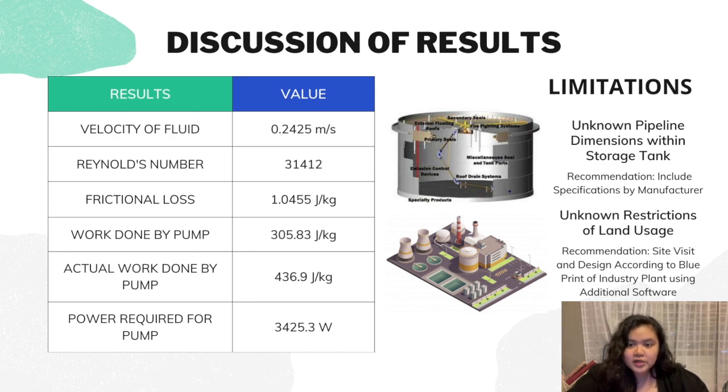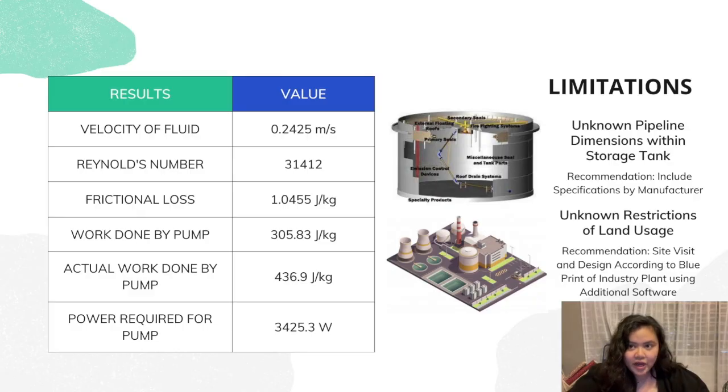Furthermore, as the area of the plant is not known, there may be restrictions of land usage that may require longer or shorter pipe lengths. This in turn may have caused the length of pipe calculations to be less accurate. Further recommendations to improve calculations is by determining the inner dimensions of the internal floating roof tank according to manufacturer specifications and designing the area of the plant based on location by site visits and using additional operating software.